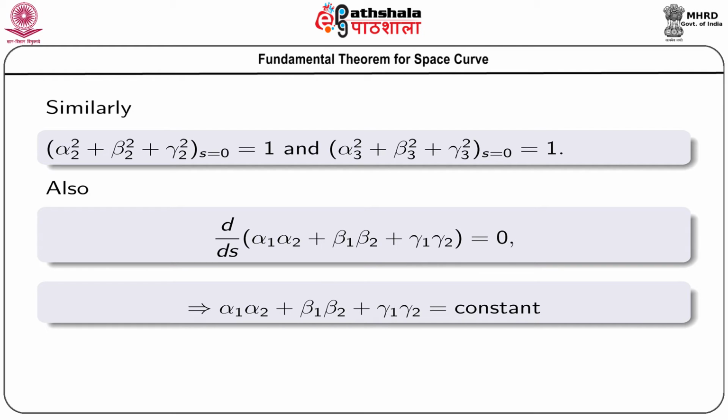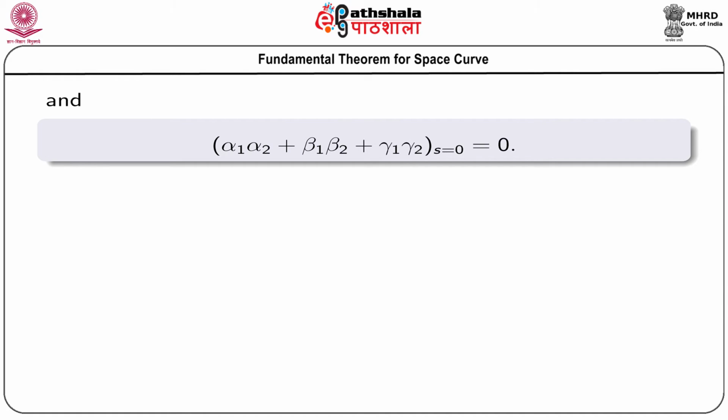So, which implies that alpha 1 alpha 2 + beta 1 beta 2 + gamma 1 gamma 2 is equal to a constant, and alpha 1 alpha 2 + beta 1 beta 2 + gamma 1 gamma 2 at s = 0 is coming equal to 0.